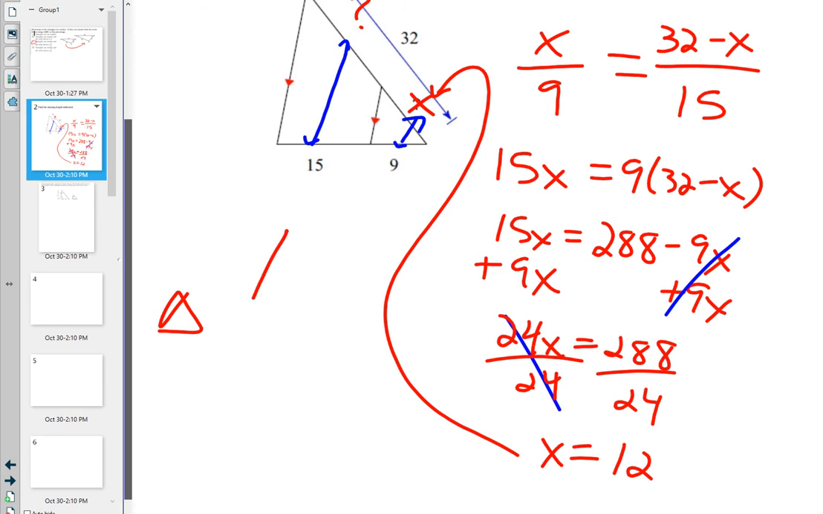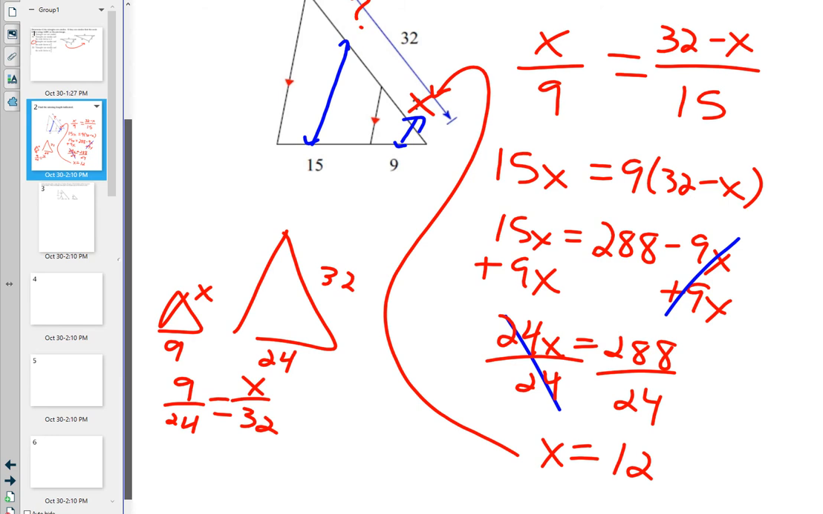Where I drew a little triangle and I drew a big triangle and I said 9 and this is x, and then this is 24 and this is 32. But that depends on you. 9 over 24, x over 32. Okay, let's do it that way. What is 9 times 32 divided by 24? Cross multiply 24x, put a 9 times 32. So multiplying and then dividing.